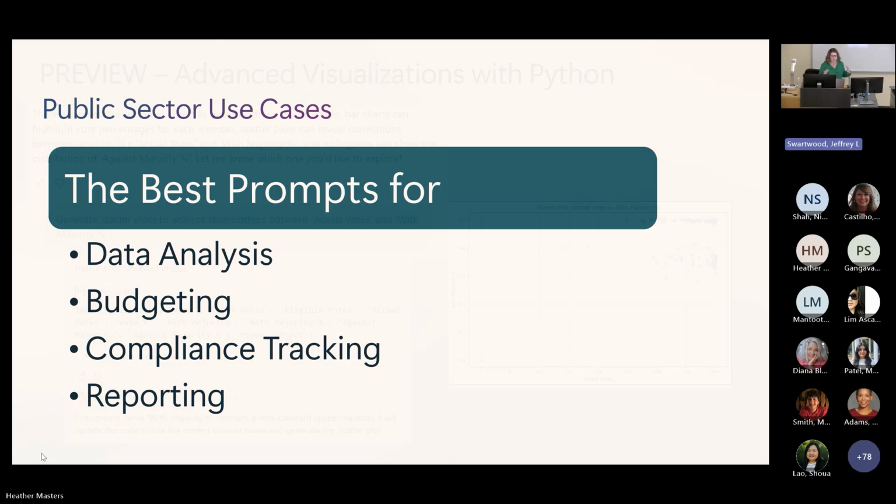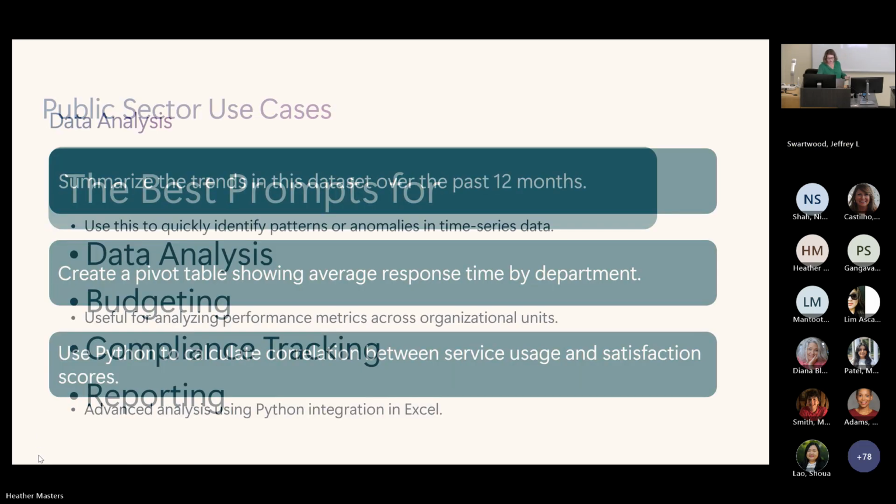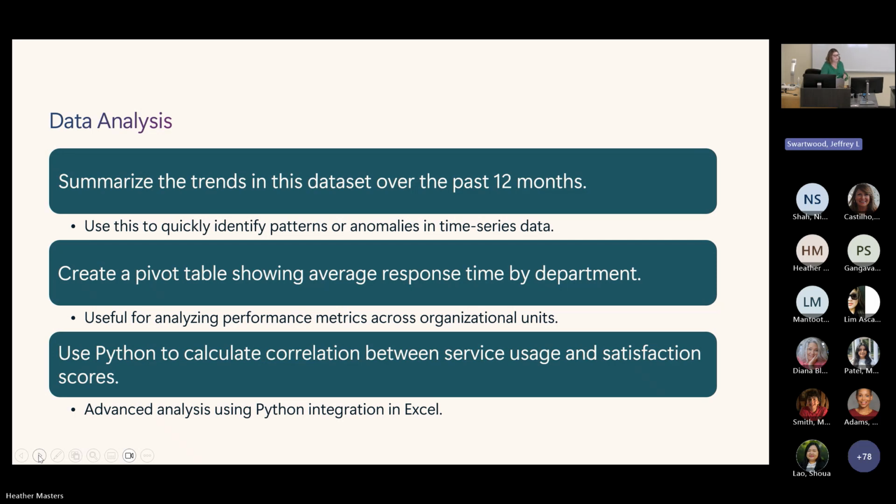So we've got some use cases, best prompts for data analysis and budgeting, compliance tracking, and reporting. So for data analysis, summarize the trends in this data set over the past 12 months. We can use that to identify patterns and anomalies in our time series data. Create a pivot table showing average response time by department. Or use Python to calculate correlation between service usage and satisfaction scores.